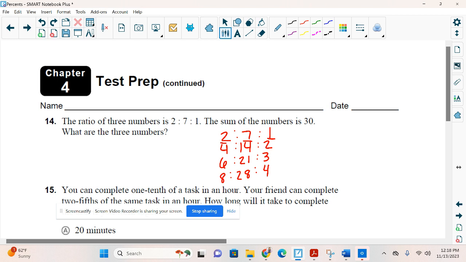We're trying to get to 30. When I add these numbers up, 2 plus 7 plus 1 gives me 10. 4 plus 14 plus 2 gives me 20. 6 plus 21 plus 3 gives me 30. 8 plus 28 plus 4 gives me 40. I'm looking for a total of 30. So what's our magic number? 6, 21, and 3.